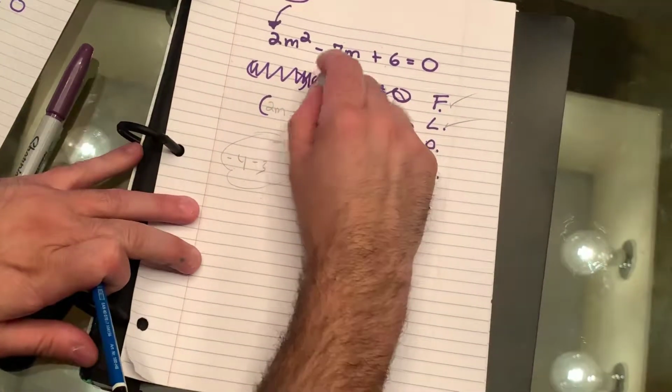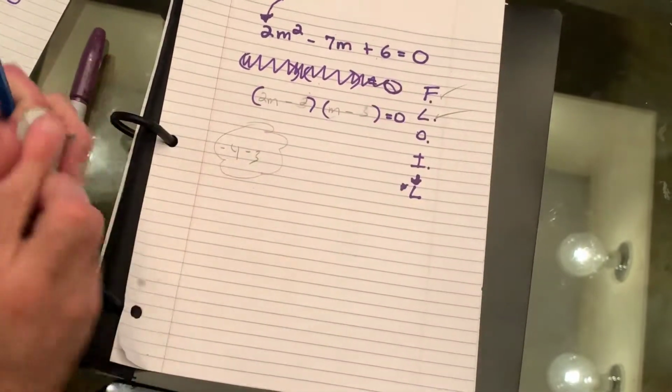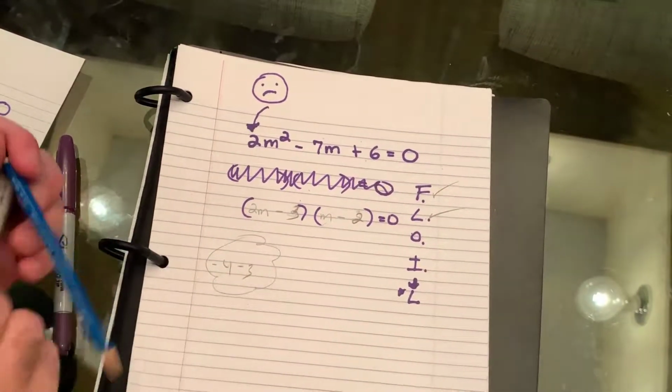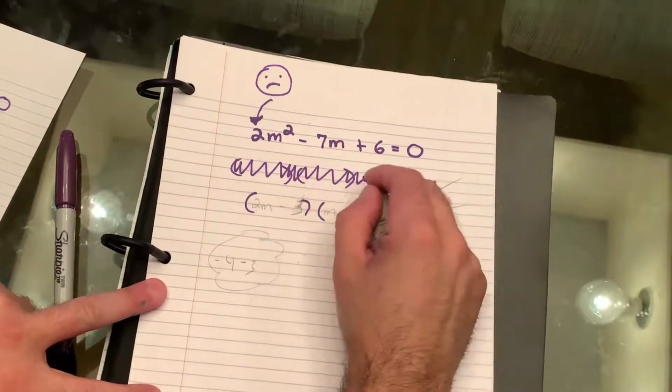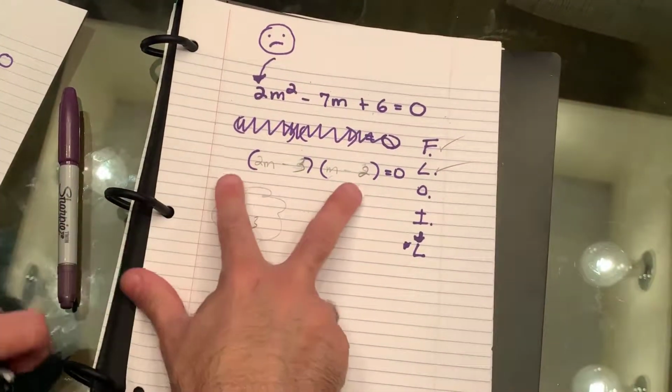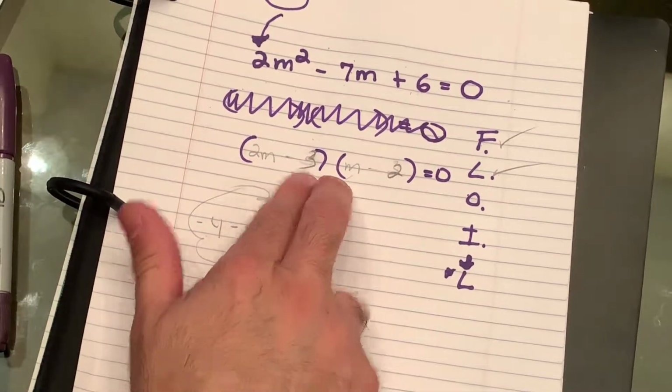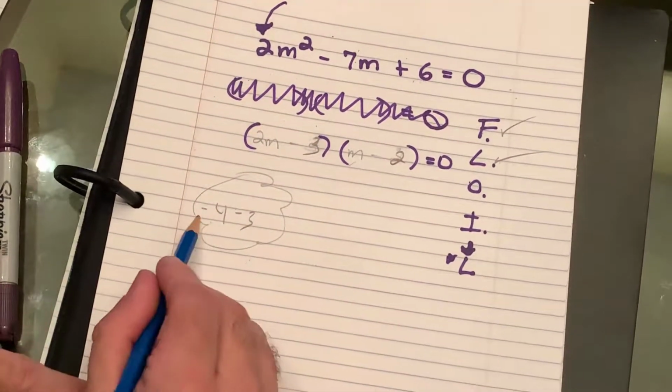So then you swap them, like that. 3 and 2. And remember, don't put your signs in until the very end. So there's your 2, and there's your 4, there's your 3. 4 and 3 can't give me 7 if they're both negative.